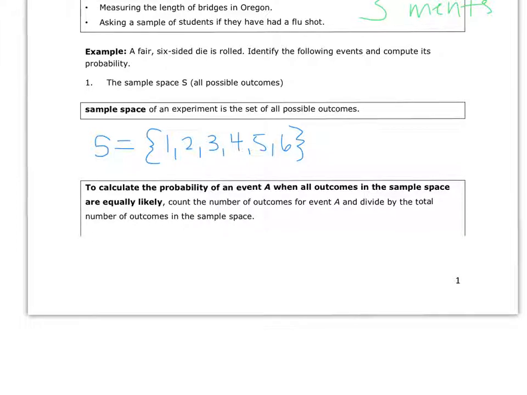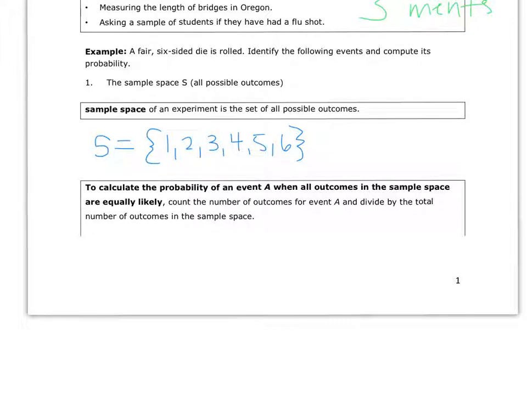Now, the other thing I want to go back to experiment and just highlight one of the aspects of that definition is that an experiment can only result in one outcome. So when we roll a fair die, we're only going to get one of the outcomes listed here. It's only going to equal one number.